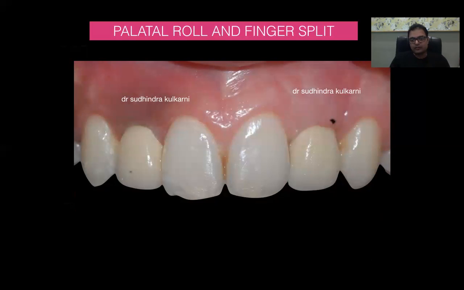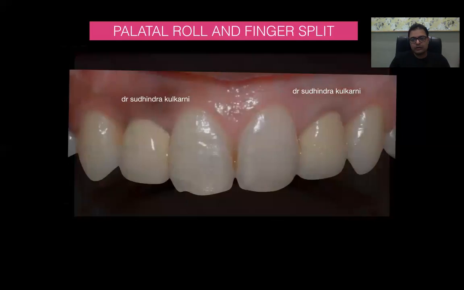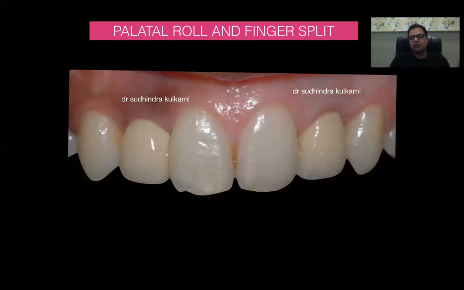Now this is at the time of cementation. And now this is at follow-up. Probably this is at around 6 or 7 years of follow-up. You see that the tissue contours on both 1-2 and 2-2 are very, very beautifully held up.